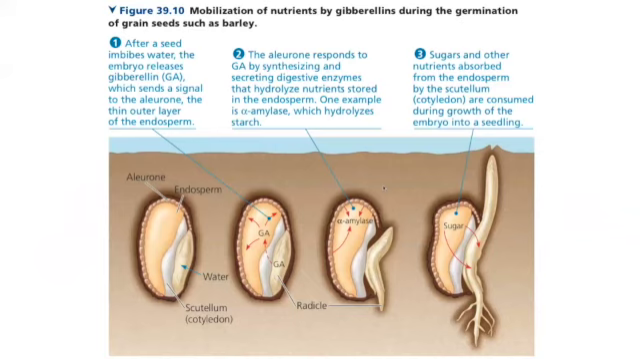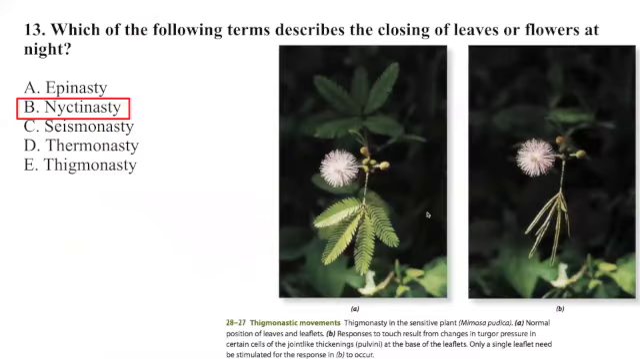All right, and again, this is the same figure that we had for the other question from chapter 39. Oh, I'm going backwards somehow. Which of the following terms best describes the closing of leaves or flowers at night? You kind of just have to use your words here, right? Nasty, the ending, means movement. So what do they move in response to? E is touch, thigmo is touch.